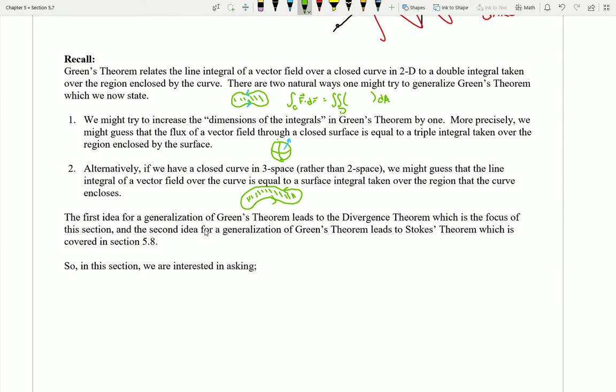So this first idea, idea number 1, is the idea that we're going to focus on in the rest of this section. It leads us to what we call the divergence theorem, the focus of what we're doing in this section.